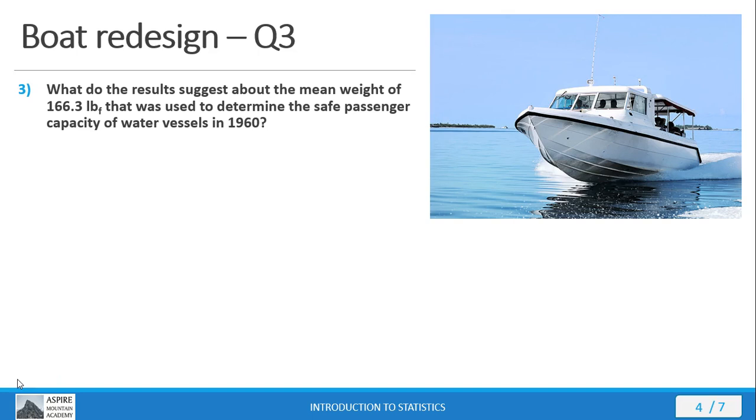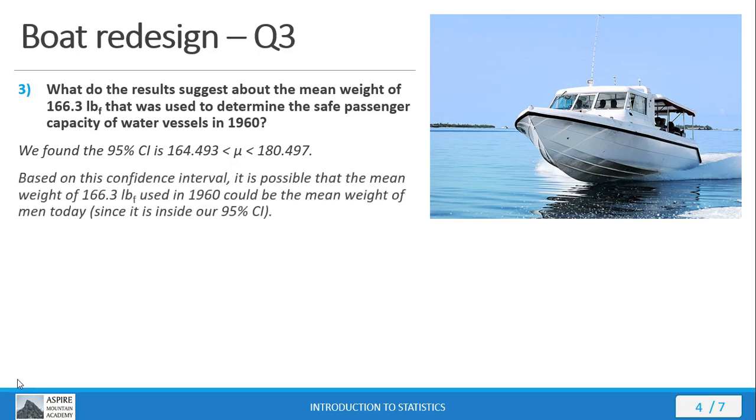Now, what do these results suggest about the mean weight of 166.3 pounds used to determine the safe passenger capacity of water vessels in 1960? Here's our 95% confidence interval, 164 to 180. And where does 166.3 reside? It's inside the confidence interval. So that means it is possible that this value that was used back in 1960 could still be the mean weight of men today. It could actually be the true population mean.